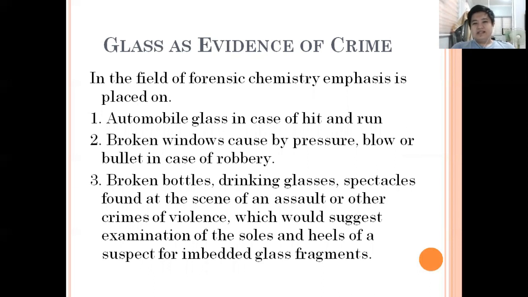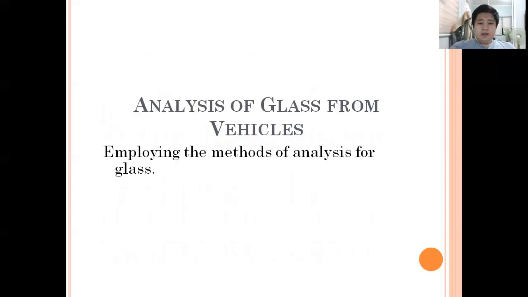For glass as evidence at the crime scene, in the field of forensic chemistry, the emphasis is on automobile glass. Glass is present on automobiles in hit and run cases. When it comes to robbery, if there is a broken window, it helps determine if there was forcible entry upon the building or premises. And of course, there are broken bottles, drinking glasses, and other glass present at the crime scene.